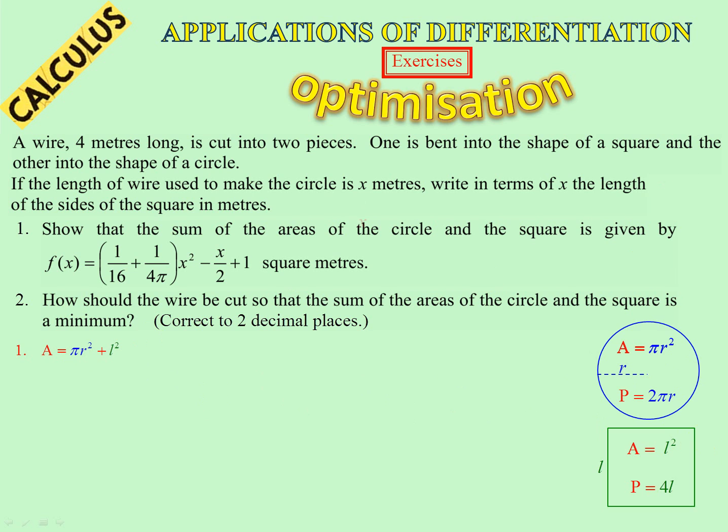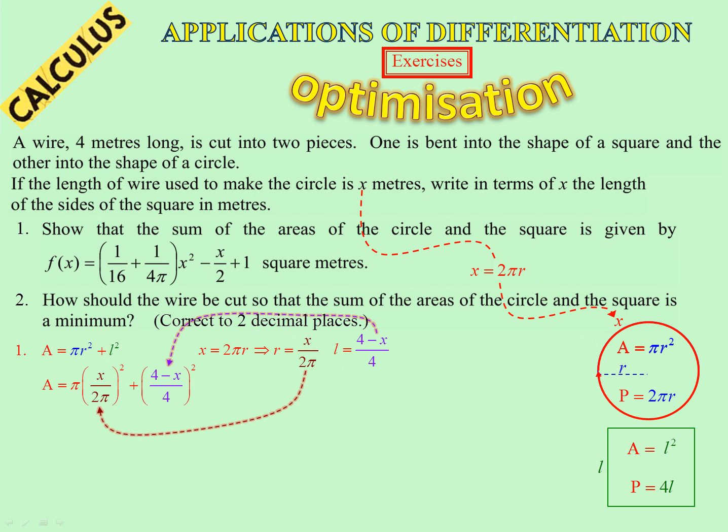Now r we need in terms of x. Well, we're going to do that. The circumference, 2 pi r, is equal to x. So therefore r is x over 2 pi. So we can put x over 2 pi instead of r. L we already know, we found it before. It's (4 minus x) over 4. So therefore we can now substitute into our formula. There we are. Simplifying, we end up with that there.